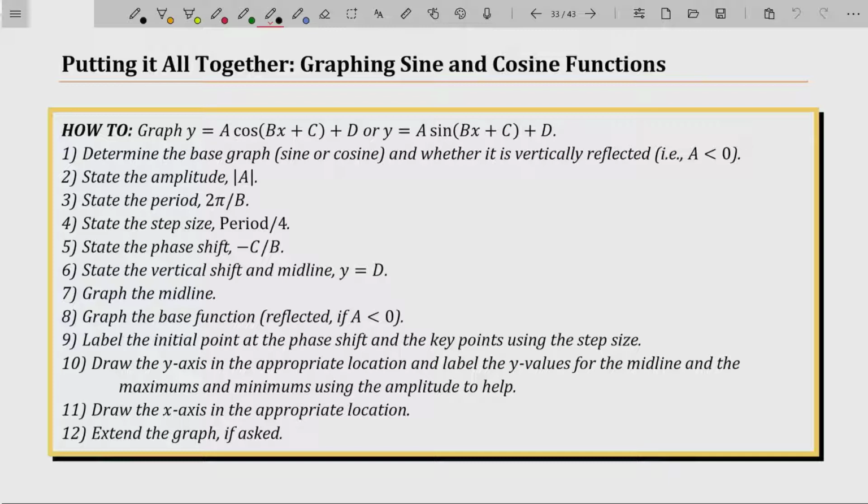If you have not watched them, you should watch my videos on deriving the base graph for sine and cosine, amplitude, reflections, midline, and vertical shifts. And in my last two videos, period, key points, and step sizes, and then the last video being phase shifts. All of that critical for this conversation. So let's go ahead and talk about how to graph in general.